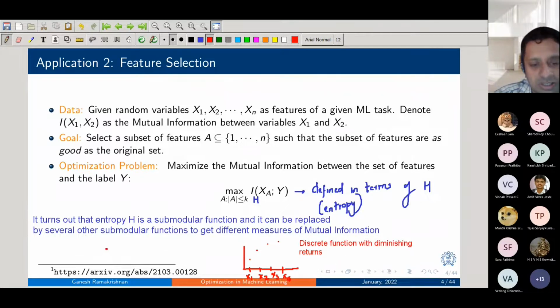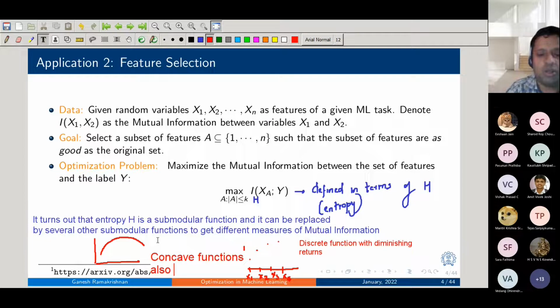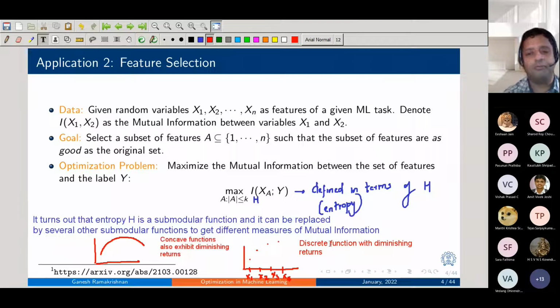So what are concave functions? Well, they are cup shaped. You have done a basic calculus course, you would certainly have come across convex and concave functions, but the concave functions are also cup shaped. They also exhibit diminishing returns. So in that sense, they behave like the discrete functions, which are submodular functions. They behave very much like concave functions.